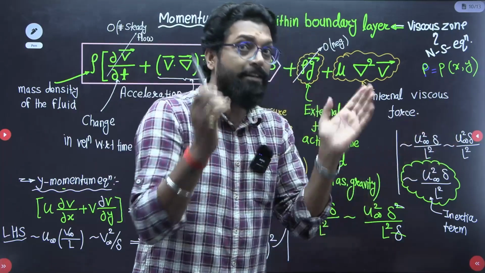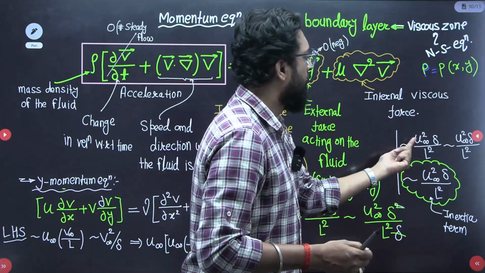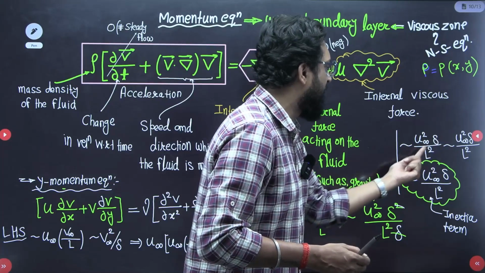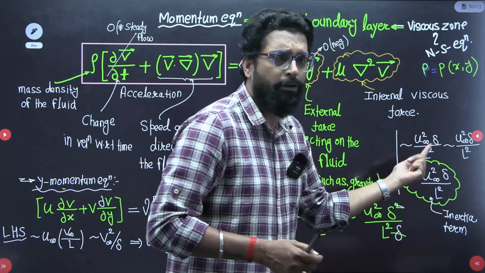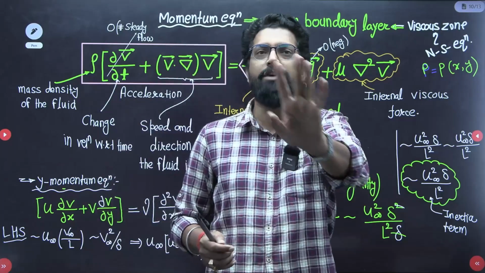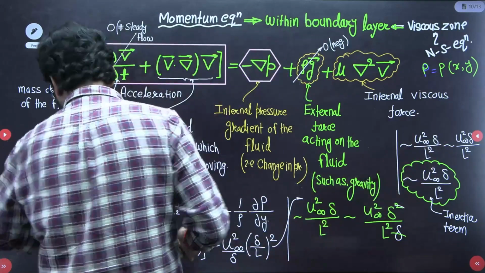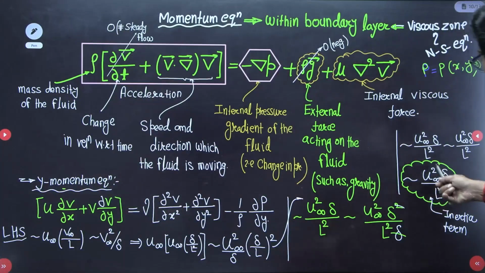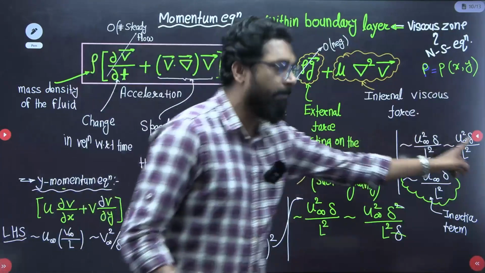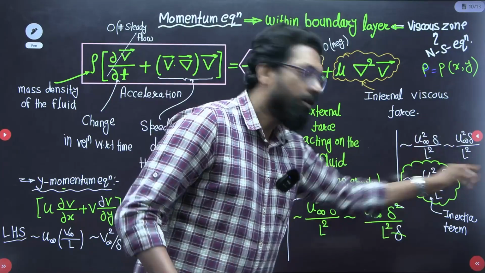So what is the next concept of the order of magnitude? You don't add these. Someone may say, sir, this is 2, so it becomes 2 into u infinite square delta by L square. No, it is not like that. In order of magnitude, we don't bother about the numerical value. Only the symbolic value you have to consider. Both are equal, so you take either one of the two.